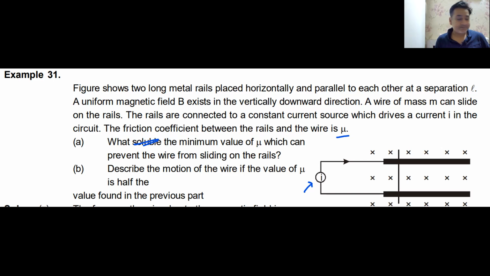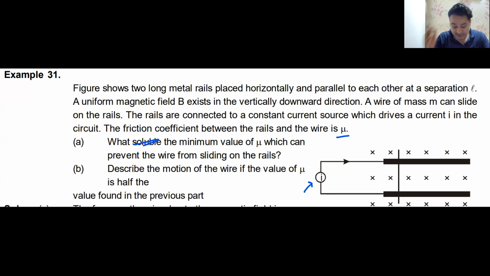Have you understood the question? Understood the question, beta? Have you solved this question before? Let me give you 2 minutes and I'll wait for your call.